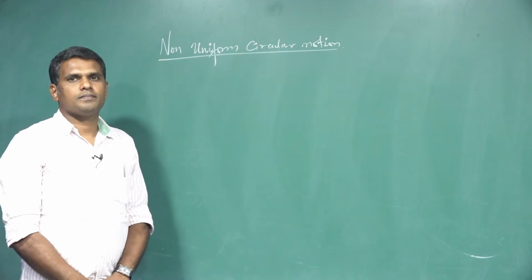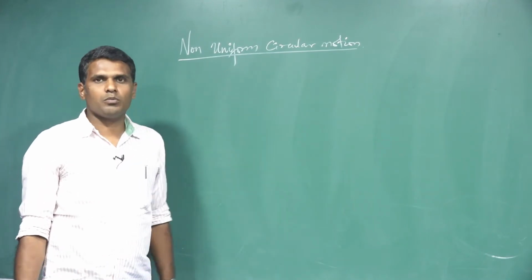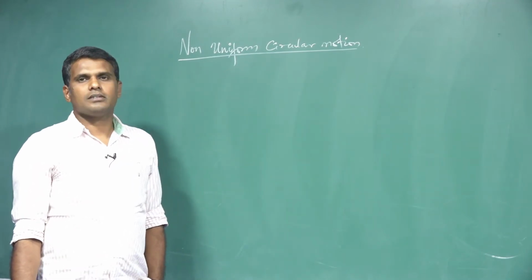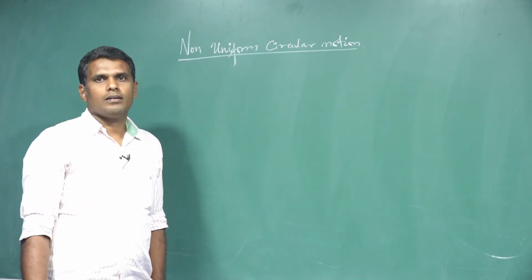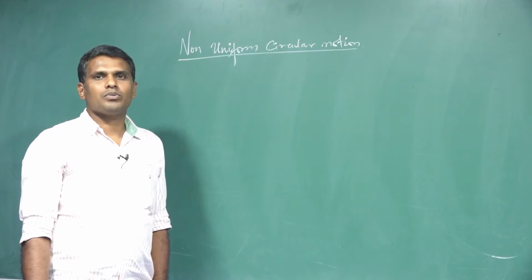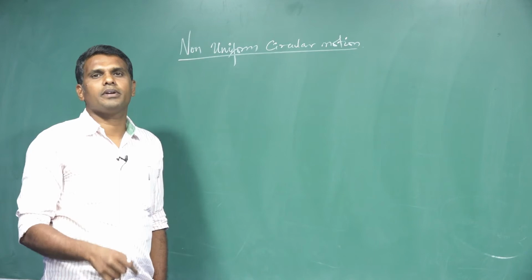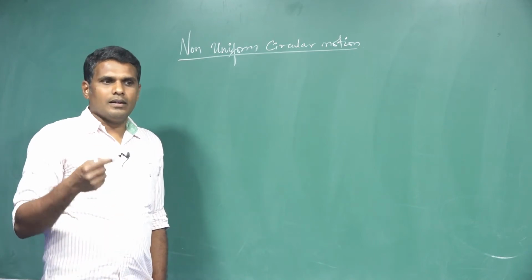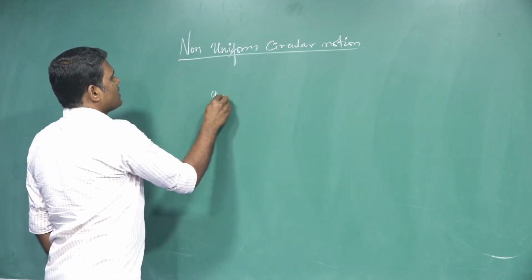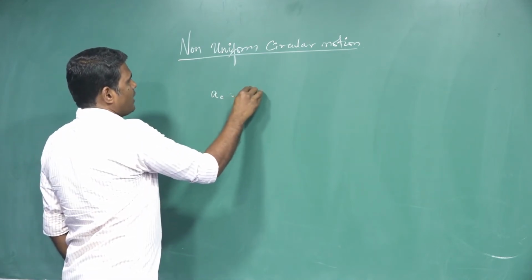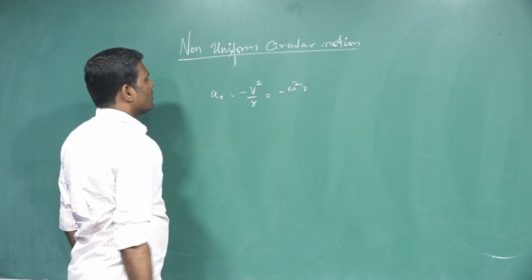Dear students, in this section we are going to discuss non-uniform circular motion. In the previous section we discussed uniform circular motion, where the acceleration possessed by the object is centripetal, and it always acts towards the center. The result for centripetal acceleration has been derived as minus v square divided by r, or minus omega square r.